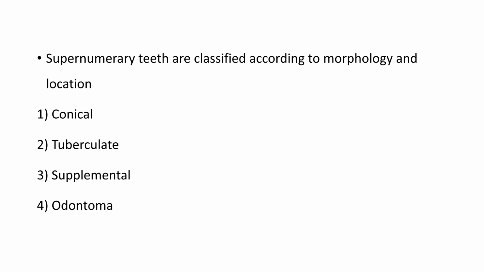Coming to classification, supernumerary teeth are classified according to morphology and location: conical, tuberculate, supplemental, and odontoma. Again, supernumerary teeth can be divided into supplemental, that is normal size and shape, or rudimentary, that is abnormal shape and smaller size. Rudimentary teeth are again classified into conical, tuberculate, and molariform.